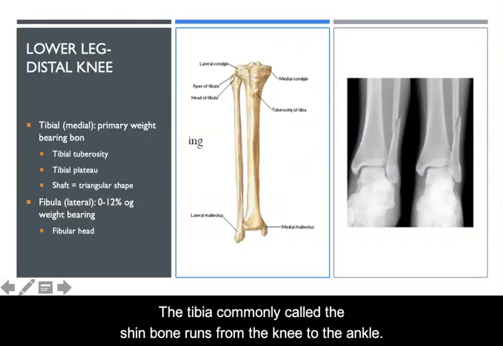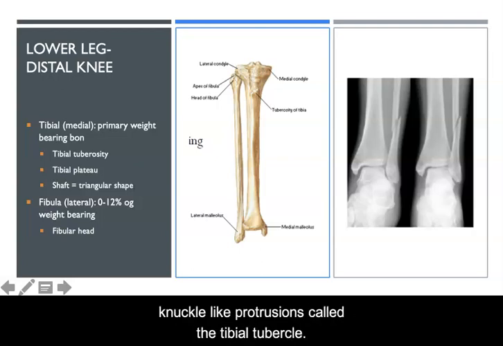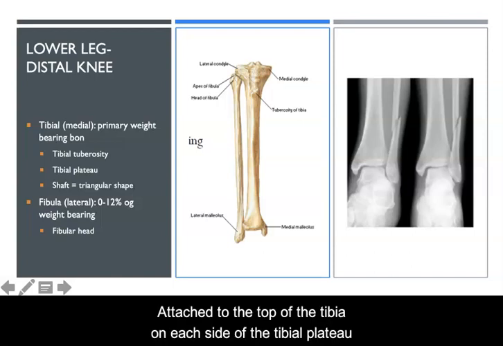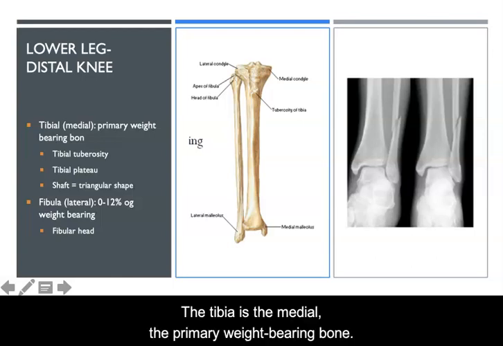The tibia, commonly called the shin bone, runs from the knee to the ankle. The top of the tibia is made up of 2 plateaus and a knuckle-like protuberance called the tibial tubercle. Attached to the top of the tibia on each side of the tibial plateau are 2 crescent-shaped shock-absorbing cartilages called menisci or meniscus, which help stabilize the knee. The tibia is the medial, the primary weight-bearing bone.